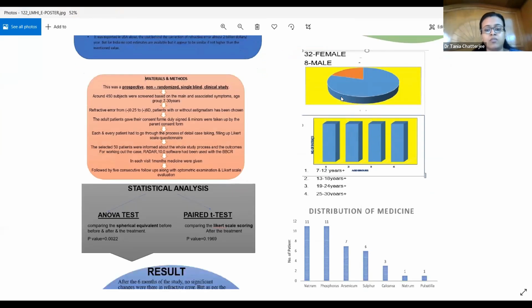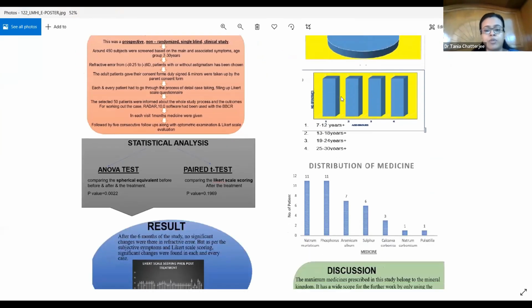The medicines given were Natrum muriaticum to 11 patients, Phosphorus to 11 patients, Arsenicum album to 7 patients, Sulfur to 6 patients, Calcarea carb to 3 patients, and Natrum carbonicum and Pulsatilla to 1 patient each. We applied the ANOVA test and the paired t-test. The ANOVA test was applied for the spherical equivalent of the right and left eye separately, before and after the treatment, and the p-value was 0.0022. The paired t-test was applied before and after the treatment for the Likert scale scoring.